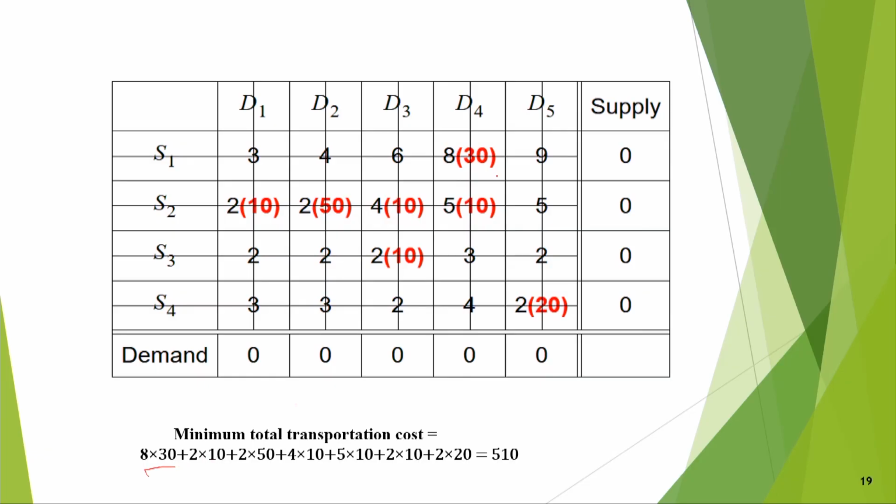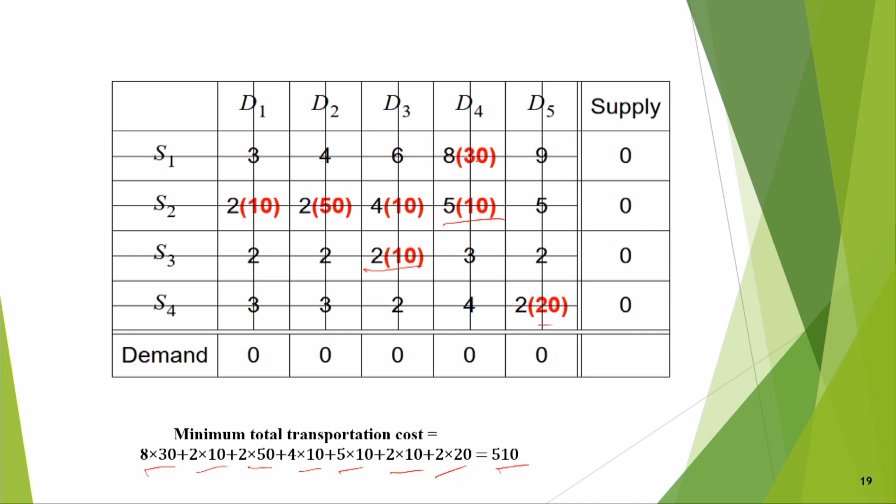Now you can calculate the minimum total transportation cost, that means 8 into 30, then 2 into 10, 2 into 50, 4 into 10, 5 into 10, 5 into 10, 2 into 10, 2 into 10, 2 into 20, 2 into 20, and this becomes 510. So, the transportation cost here has come to 510. It may not be optimized, maybe it is optimum also, that we will come to know only by the MODI method, but this is the thing.